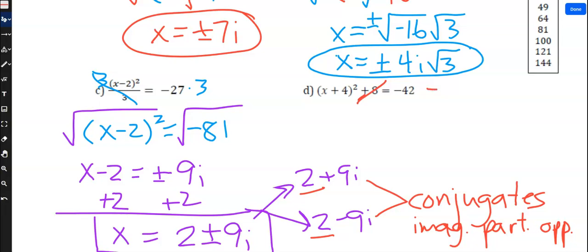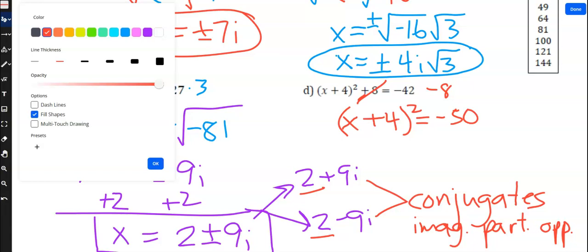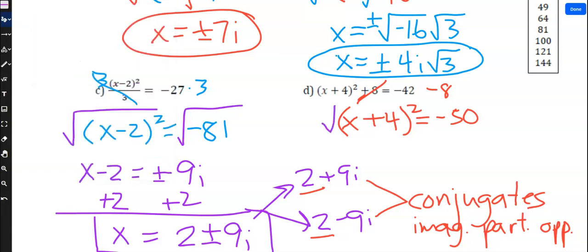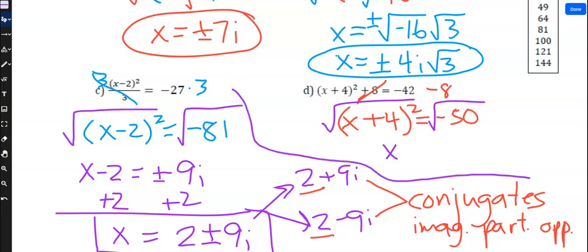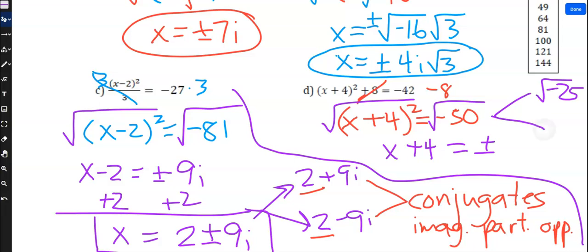So I'm going to subtract the 8 to the other side, giving me x plus 4, quantity squared, equals negative 50. If I take the square root on both sides, that would give me, sorry, I have to separate this, x plus 4 equals plus and minus, see, that's going to be square root of negative 25 times the square root of 2, 5i radical 2.